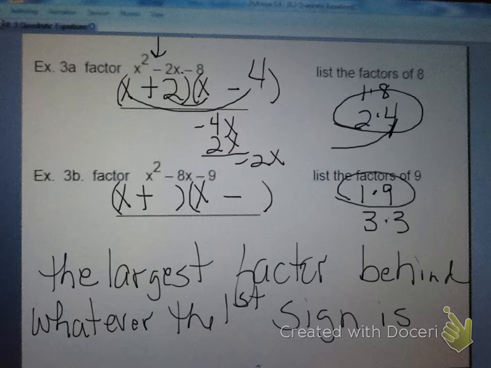Now, again, because the signs are different, we want to find which factors subtract to get 8. 1 and 9. Where do I put the 9? Behind whatever the first sign. What is the first sign? The first sign is a minus, so we're going to put the 9 behind the minus. Check it. That's a negative 9x, and a positive 1x is a negative 8x.